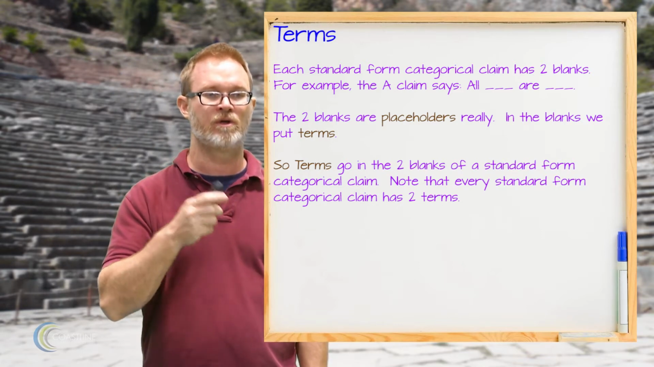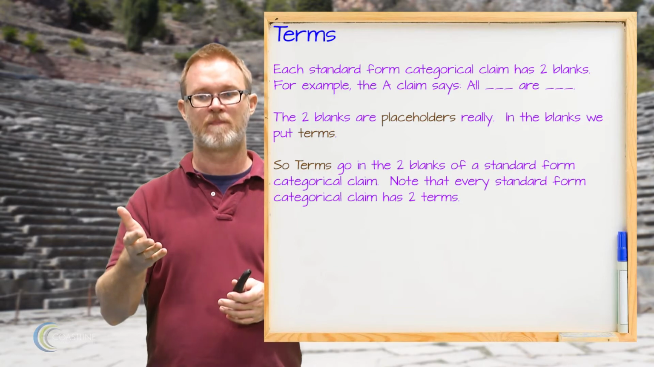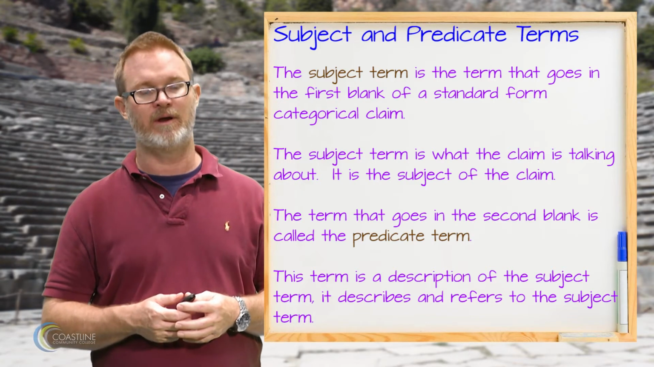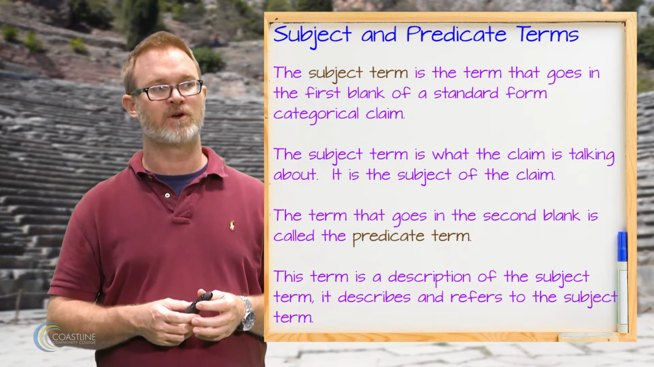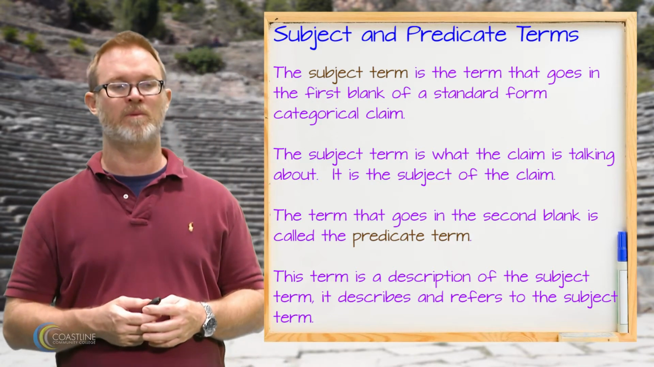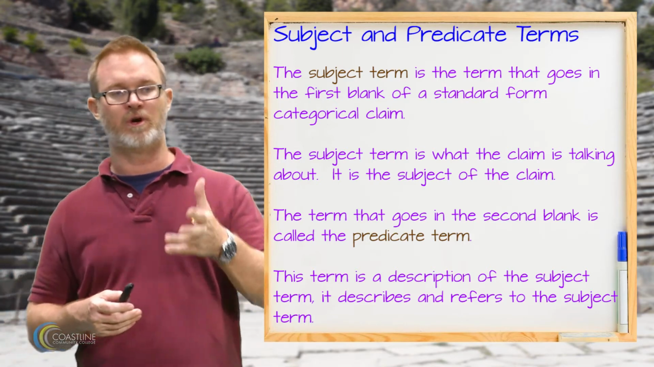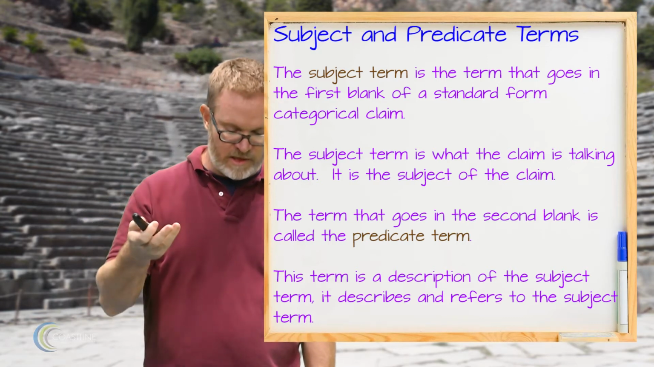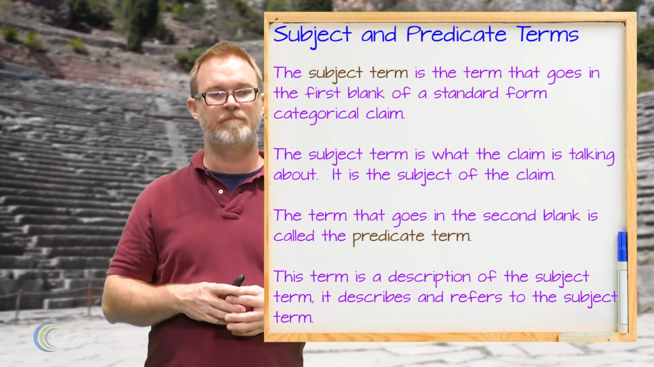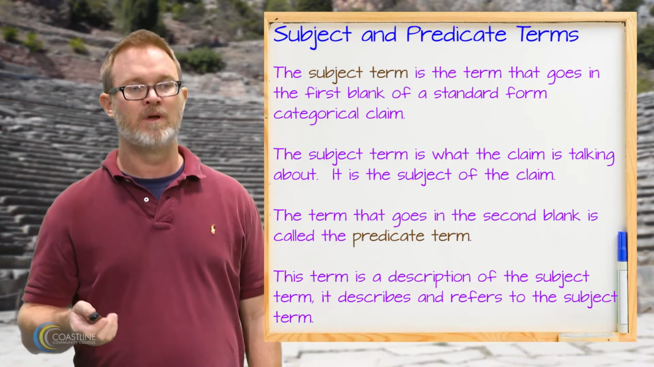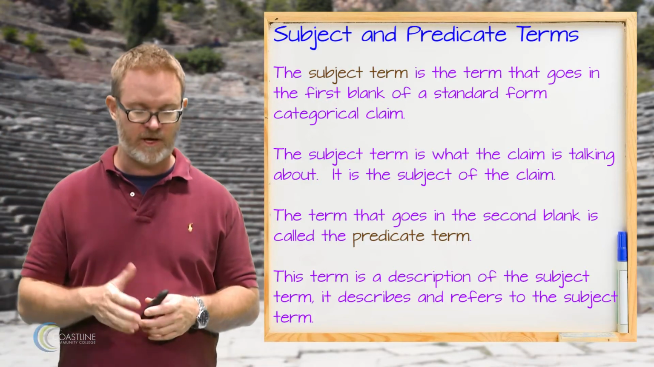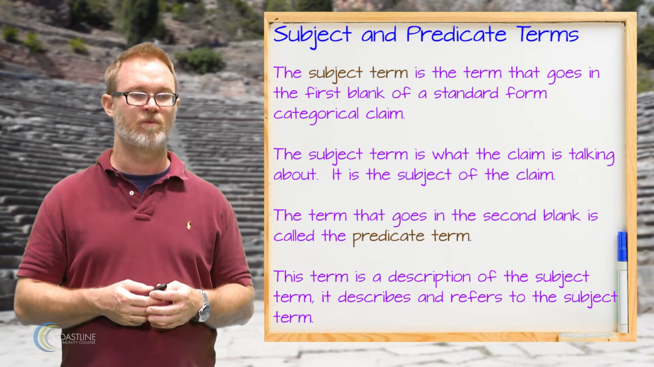So for example, if we look at the A claim, all tigers are mammals, your terms there are tigers and mammals, right? Tigers and mammals. And we say that the first term that occurs in the blank there is what we call the subject term. And then the second term that occurs in the blank there is what we call the predicate term. Okay? And so the subject term is just like it sounds, the subject of the claim. And then the predicate term is like it sounds, the predicate of the claim. So we can say that every standard form categorical claim will have a subject term and a predicate term. And the subject term represents the subject of the claim. It's the subject or the topic of the claim, right? What the claim is about, right?